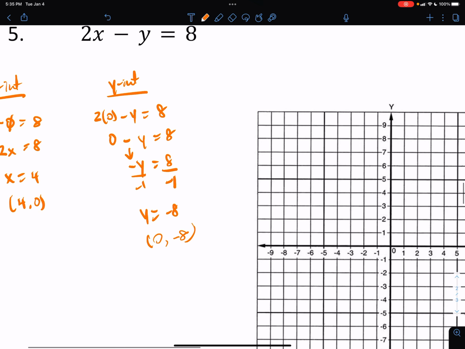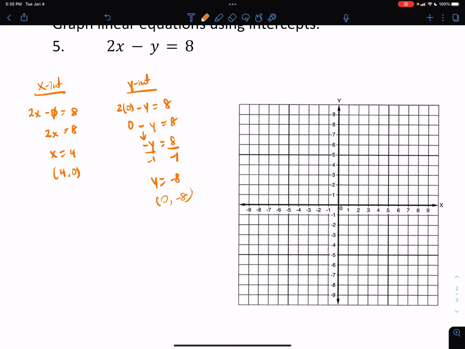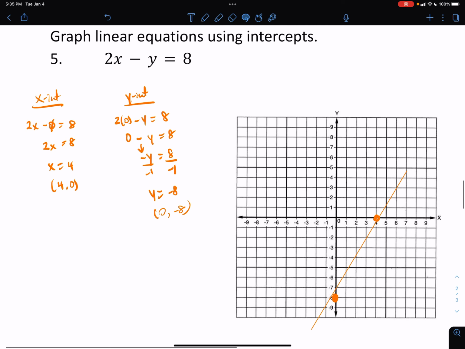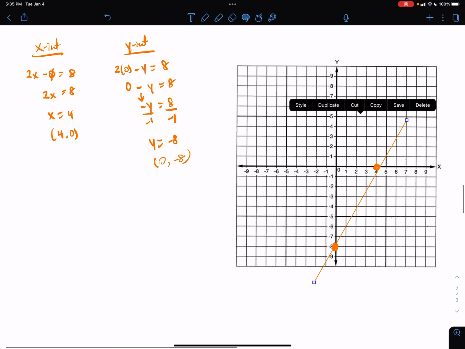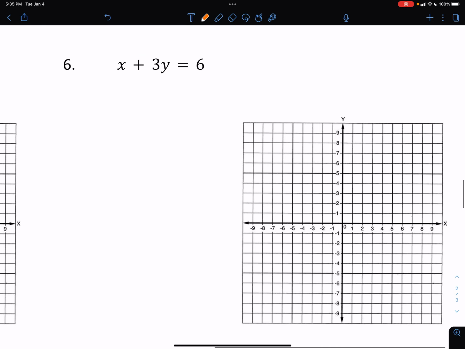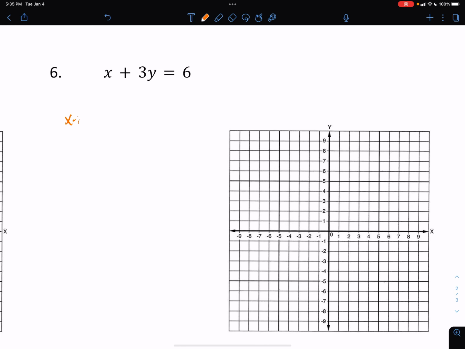So all I have to do from here, plot these points 4 comma 0, 0 comma negative 8. And then connect your dots, to the best of your ability, obviously. And that's how you graph that. All right, next, same thing. Let's find my x-intercept. This one, y equals 0. So x plus 3 times 0 equals 6.